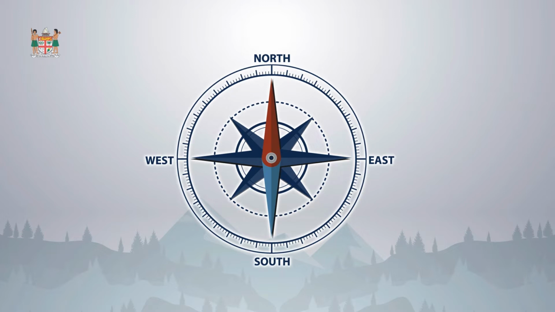In between these 4 major cardinal points are intercardinal points. In between north and east, we have the intercardinal point called northeast. In between east and south, we have southeast. In between south and west, we have southwest. And in between west and north, we have northwest. We also have secondary intercardinal points. These points are located in between the 2 intercardinal points I just mentioned.